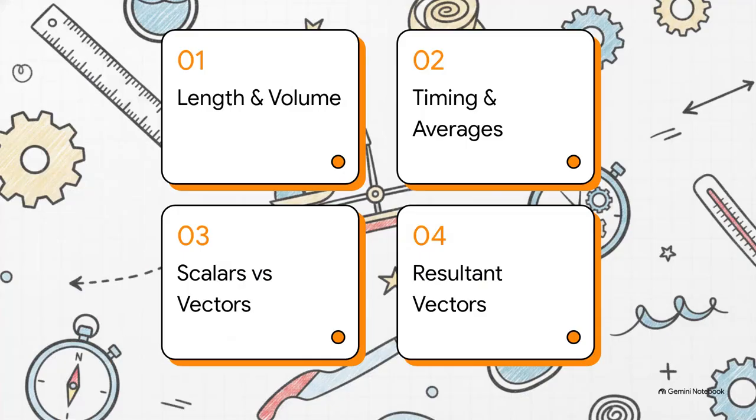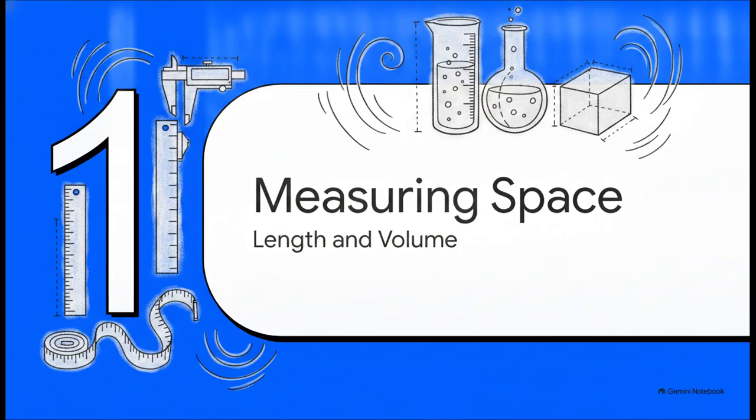Here is our roadmap for today. First up, measuring length and volume. Then, we'll look at timing and averages. After that, we'll tackle scalars versus vectors, and finally, calculating resultant vectors. All right, Section 1, measuring length and volume.